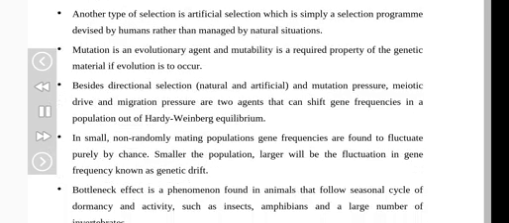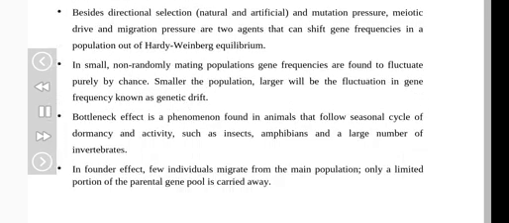In small, non-randomly mating populations, gene frequencies are found to fluctuate purely by chance. The smaller the population, the larger will be the fluctuation in gene frequency, known as genetic drift. The bottleneck effect is a phenomenon found in animals that follow a seasonal cycle of dormancy and activity, such as insects, amphibians, and a large number of invertebrates. In the founder effect, a few individuals migrate from the main population, and only a limited portion of the parental gene pool is carried away.